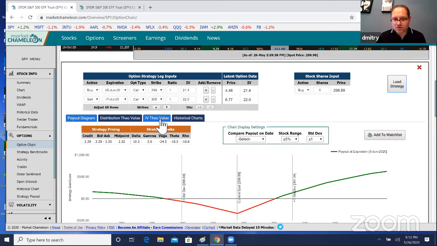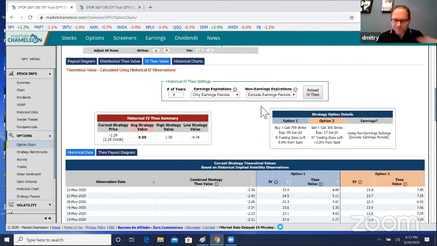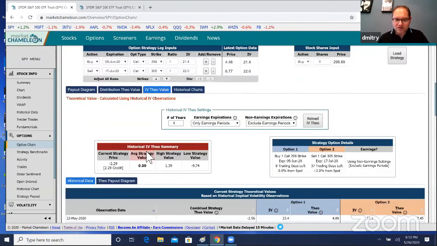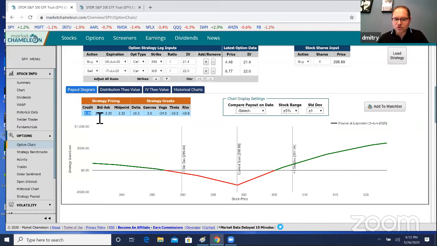So here's the implied volatilities. We can see here that today we're getting a credit of $2.29, right? Right now we're getting a credit of $2.29. We're buying one for $4.48. We're selling one for $6.77.